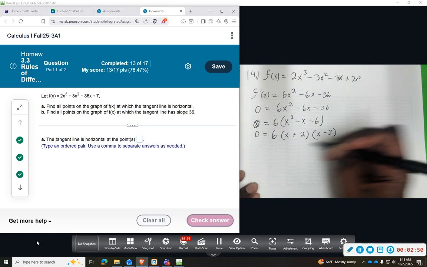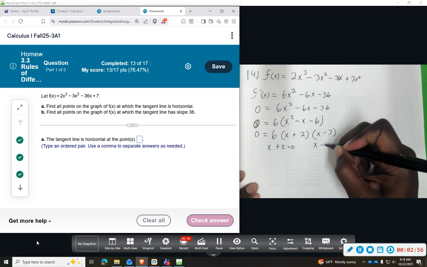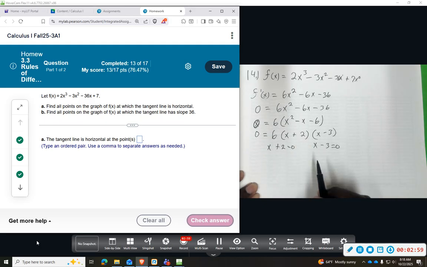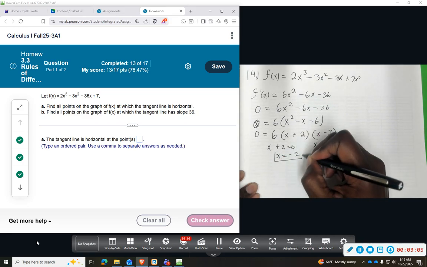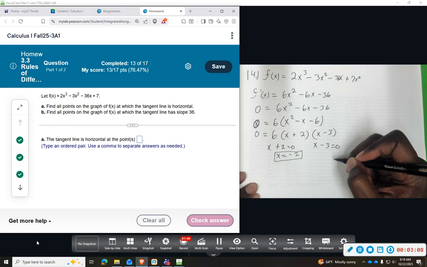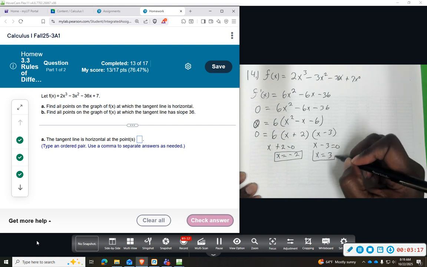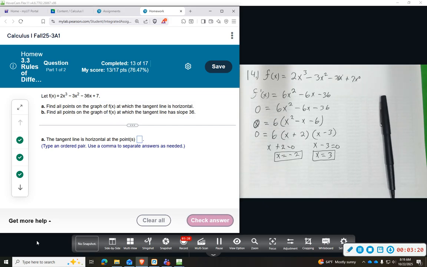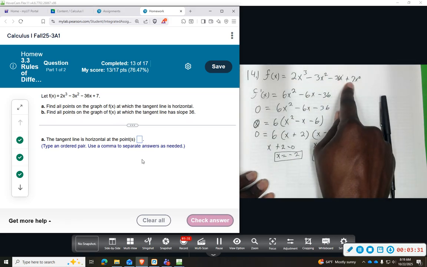So set each of these factors equal to 0. And that will give us x equals negative 2. So that's one point where we'll have a slope of 0 or horizontal tangent line. And at x equals 3. So it says type an ordered pair. So we're going to take these points, plug them into our original function to get an ordered pair.